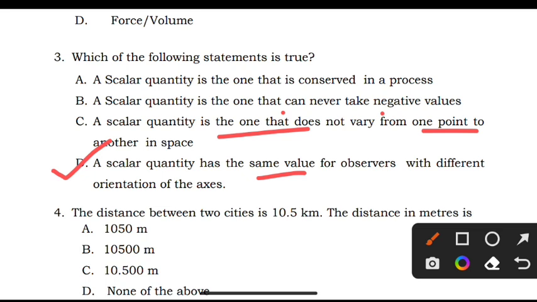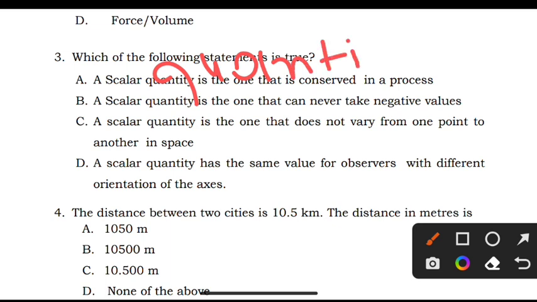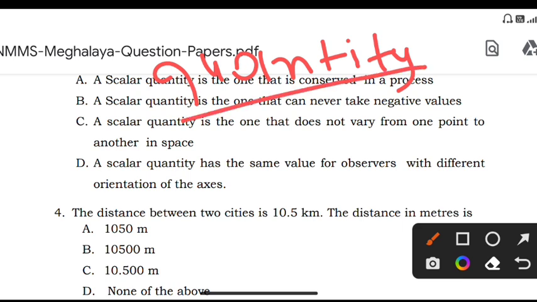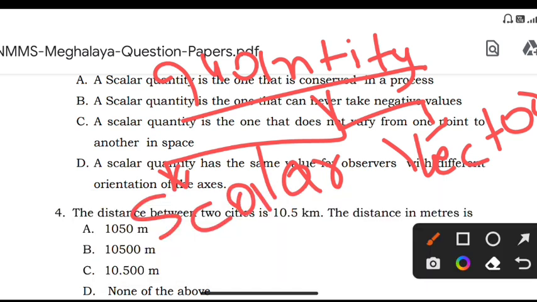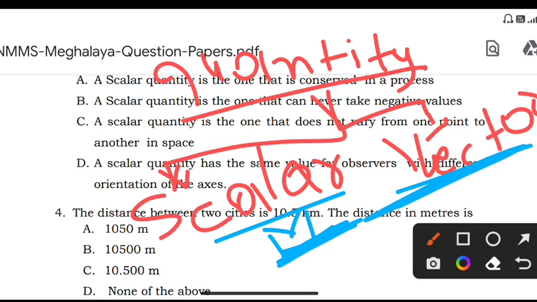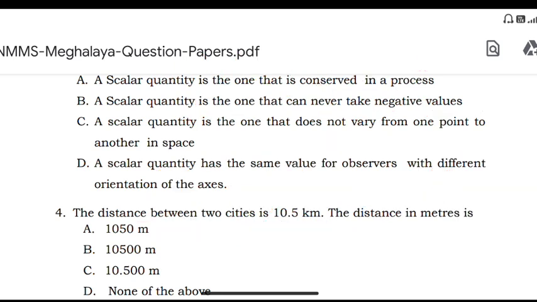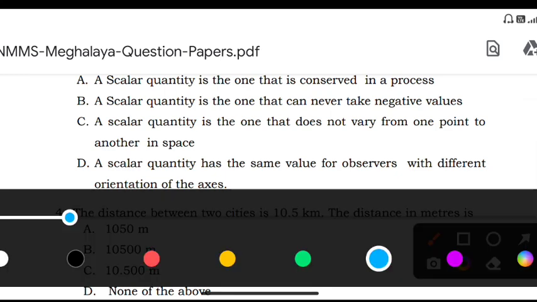Because you know that a quantity has two parts. Option number D will be the correct answer, because I want to explain to you that a quantity consists of two parts. One is a scalar quantity, and one is a vector quantity. A scalar quantity is one which has magnitude only, and a vector quantity has a magnitude along with a specific direction. It has both magnitude and direction, but a scalar quantity has only magnitude. So a scalar quantity has the same value for observation from different axes. Option number D will be the correct answer.